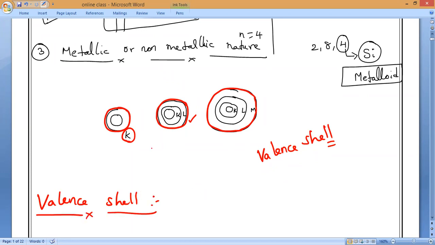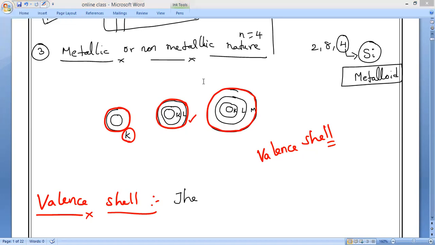The outermost shell of an atom, when the atom will become stable, how many electrons should be there in the outermost shell? It must have 8 electrons to become stable in nature. But if it has only one shell, that shell must be the K shell, and that shell must have 2 electrons. That is what you have to remember.